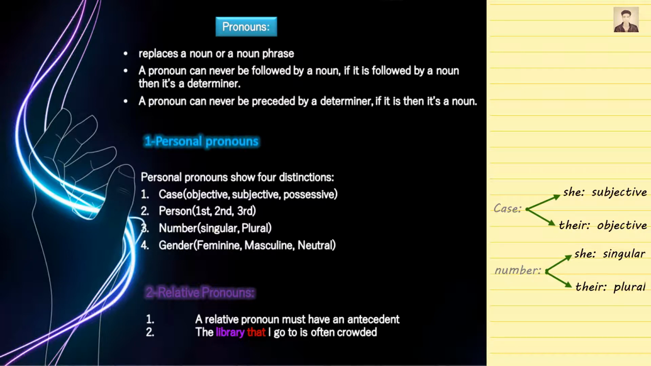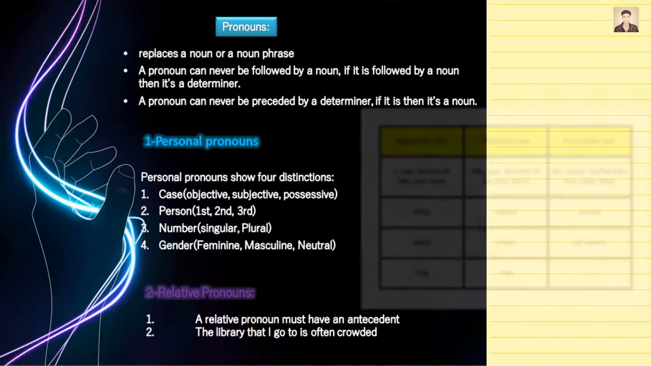And move on now to number. She is in the singular and there is in the plural. So this is another distinction. Gender, she is in the feminine, there we don't know. It could be feminine, it could be masculine. So we don't mention this distinction too.